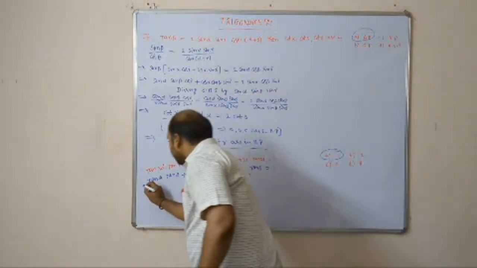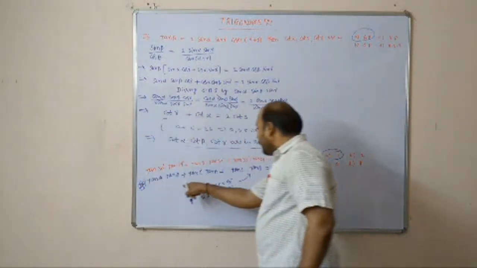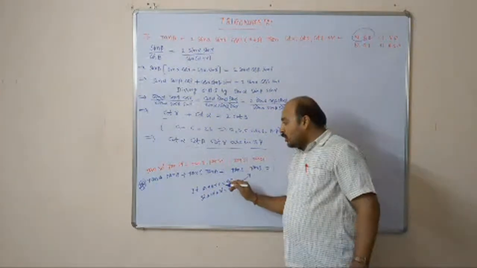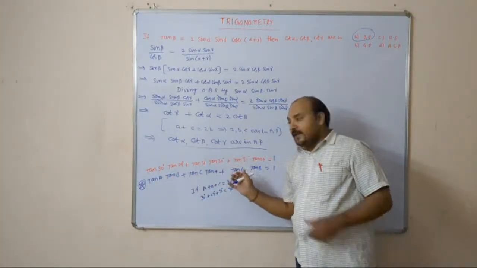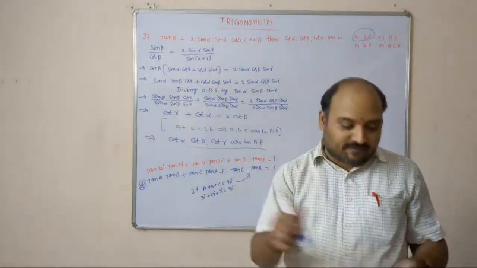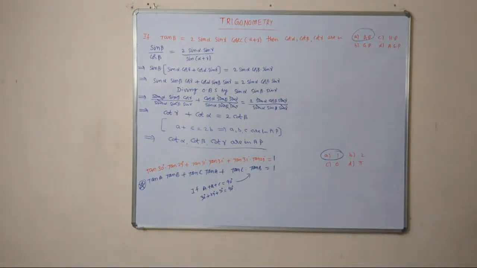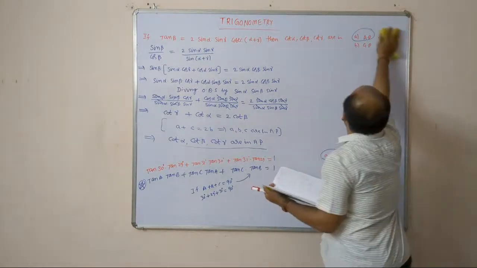Your logic is there, dear students. It is the standard result. Keep in mind, if A plus B plus C equals 90, tan A tan B plus tan B tan C plus tan C tan A is equal to 1. This is the way you can put it, dear students. I hope you understand. I'll move on to another set of questions. It's a good question. I'll rub this and move on to another set.